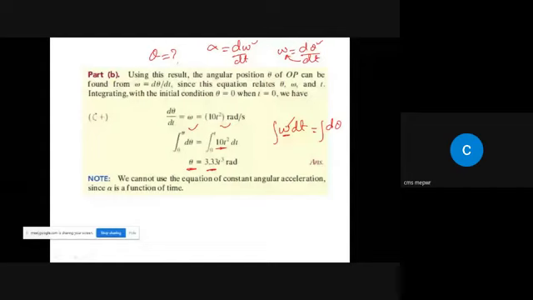So in this case, all the answers that we have are basically in the form of time, or as a function of time. And why is it a function of time? Because the acceleration that we had was given as a function of time. But remember, in this case, we cannot use the equations of constant angular acceleration, because alpha changes, the acceleration changes with time, means acceleration is basically a function of time in this case.